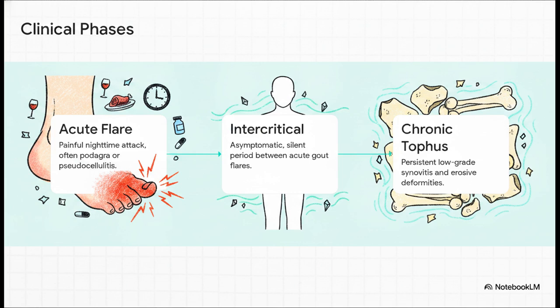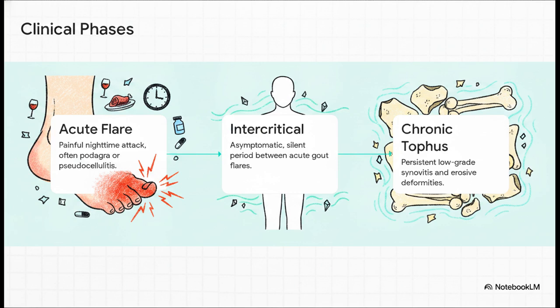These flares can be triggered by purine-rich foods, a night of drinking alcohol, or ironically, even the initial introduction of urate-lowering drugs. Step 2 is the intercritical period. After a blazing flare finally resolves, the patient enters this completely asymptomatic, silent phase. But make no mistake, the underlying hyperuricemia is still there.